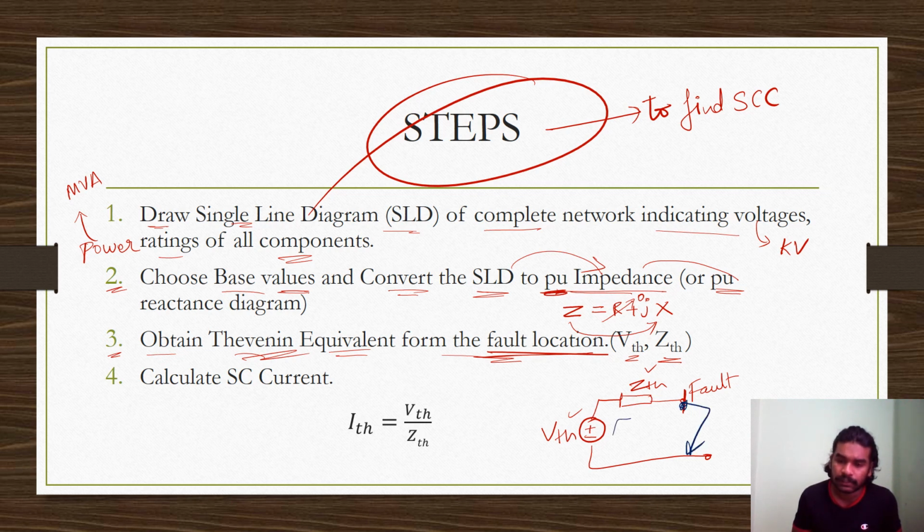Then what happens? The fault current, also called the short circuit current, will be flowing through the fault. Then you can find out what is the ISC. This is not ITH, this is ISC, the short circuit current. It is also called the fault current. Fault current is equal to VTH by ZTH. We all know this thing.